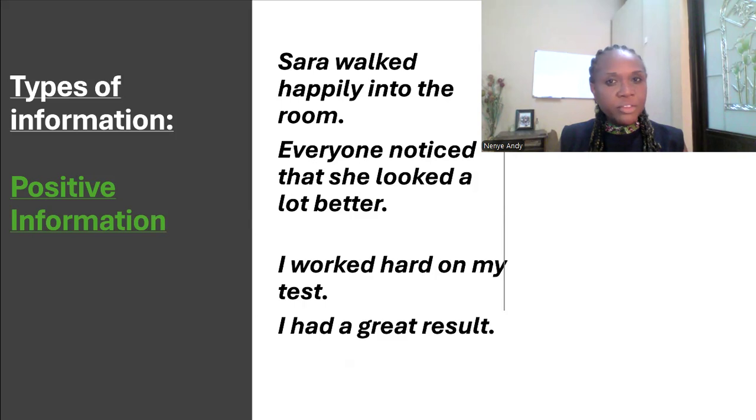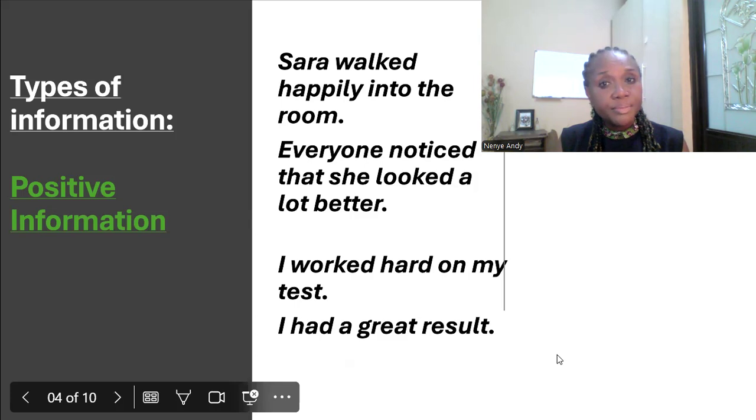Let's look at some examples of these words that we're talking about. Good news, positive information. You're writing and you said, Sarah walked happily into the room. Good. She's happy. Everyone noticed that she looked a lot better. Good news. I worked hard on my test. Good. Good information. Positive. I had a great result. Good. But there are some other types of information that are not so favorable. Sometimes you're telling people or writing about things that are not positive. These are negative types of information.